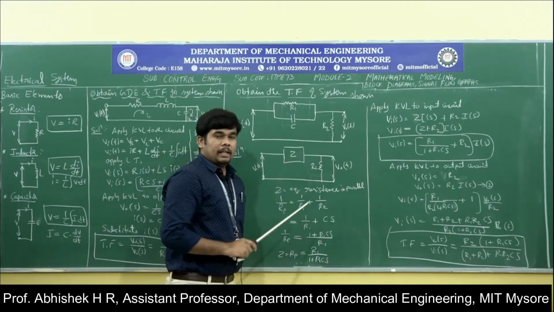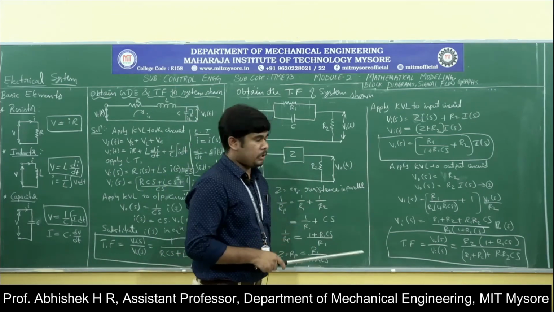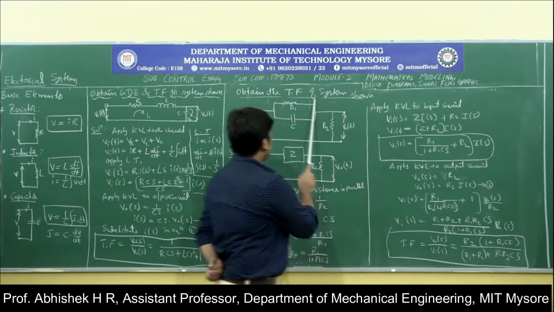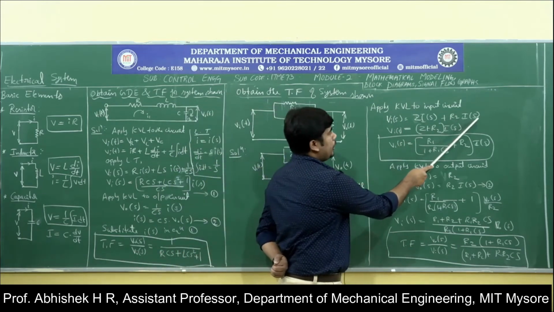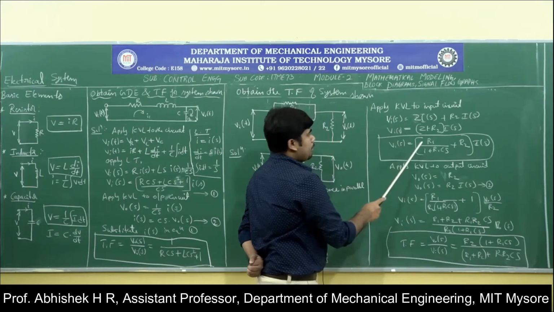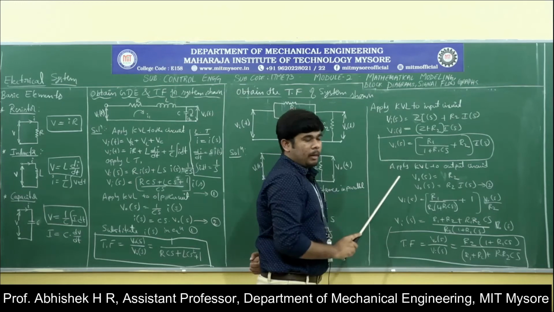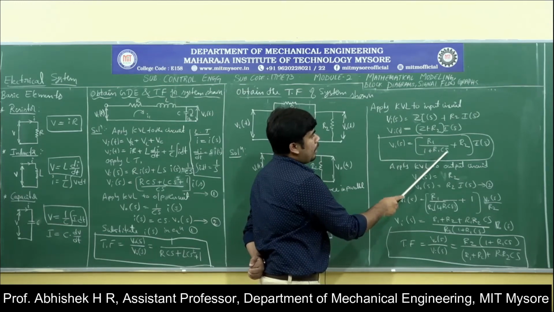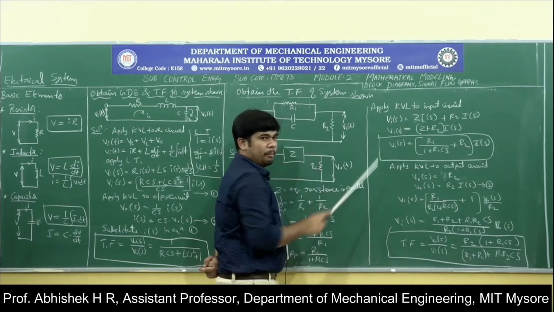Now I am going to apply the same thing, Kirchhoff's voltage law, for the input circuit and output circuit. Here, Vi of S is equal to Z into I of S plus R2 into I of S, where Z is the equivalent impedance. I have directly applied the Laplace transform. So Vi of S becomes Z plus R2, because I of S is a common factor. Now apply the value of Z: R1 by 1 plus R1 Cs plus R2, into I of S. So this is the input voltage.